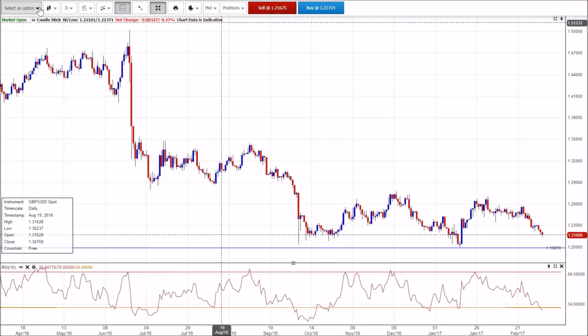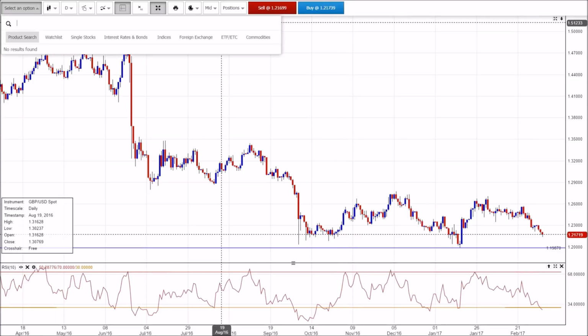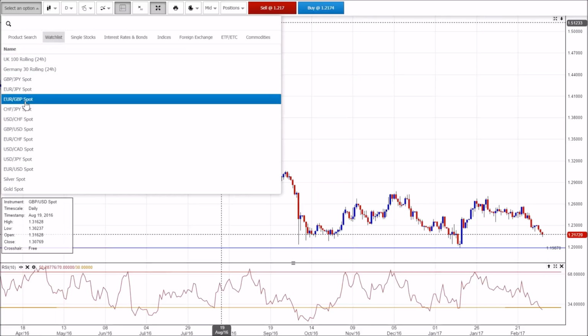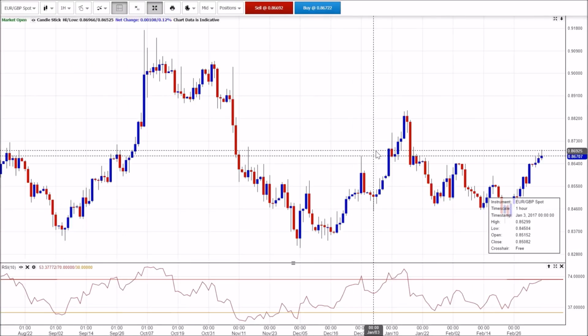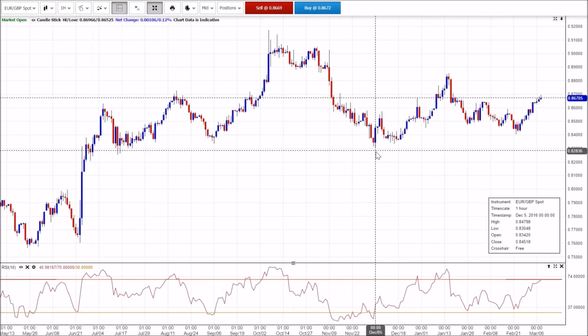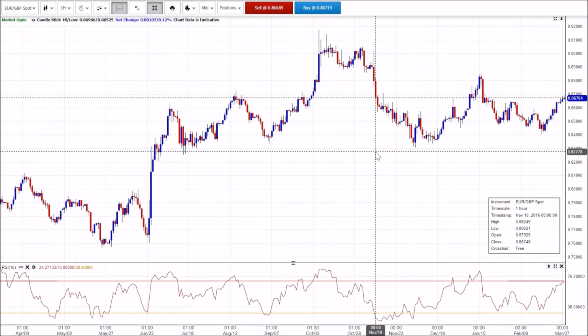Let's have a look at just a couple of other things, a couple of other currencies. Let me go back to my watches. Euro sterling. We've been watching this one for ages, and it's finally got a move on. So euro sterling, not surprisingly, with the pound being weak, we're seeing euro against the pound has got a bit of a move on in recent days.